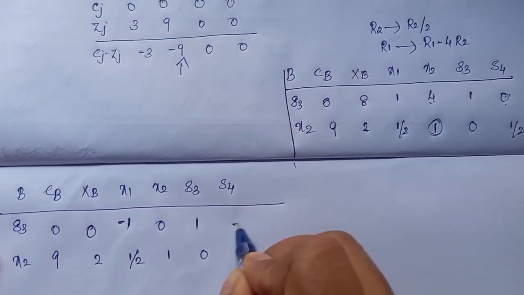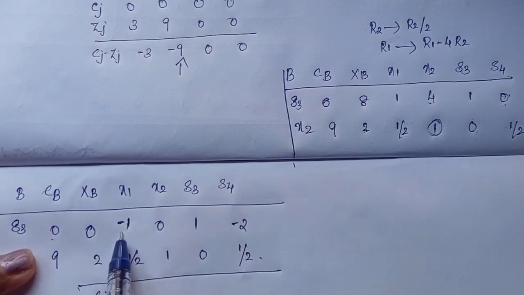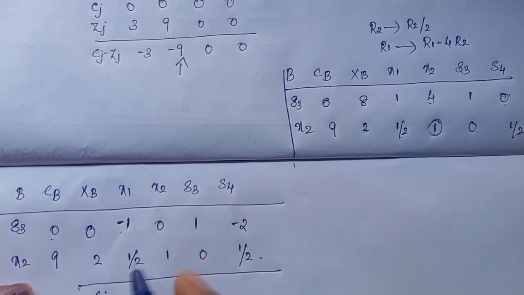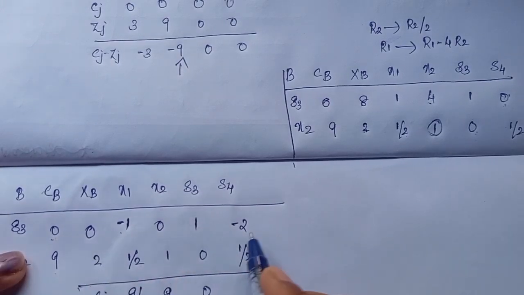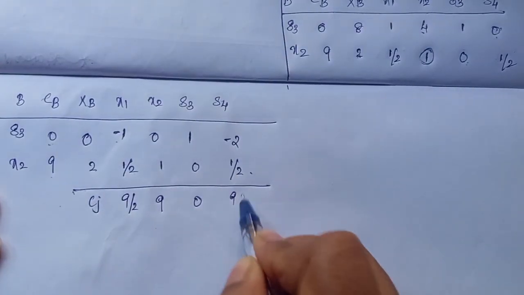So here -2. So Cj is here. 0 into -1 is 0. 9 into 1/2, that is 9/2. 0 into 0 is 0. 9 into 1, that is 9. And here 0 into 1 is 0. 9 into 0 is 0. And here 0 into -2 is 0. And 9 into 1/2 is 9/2.